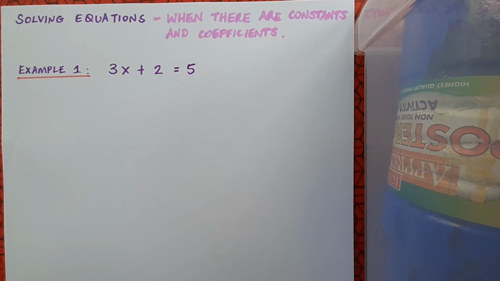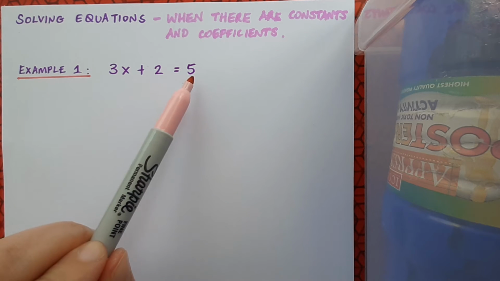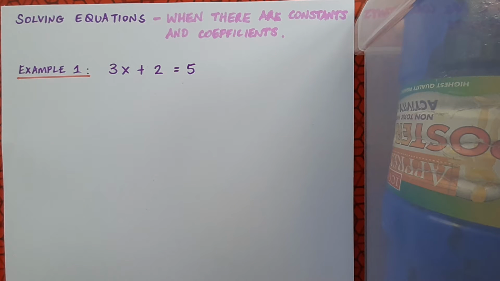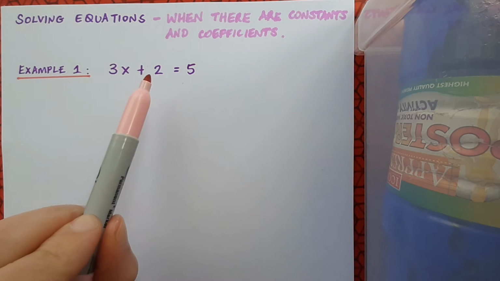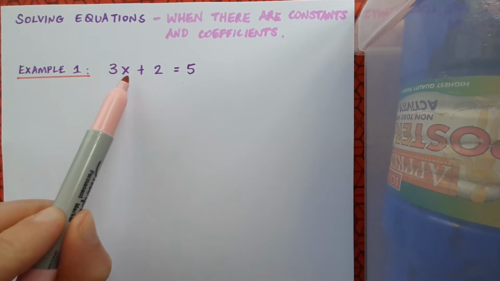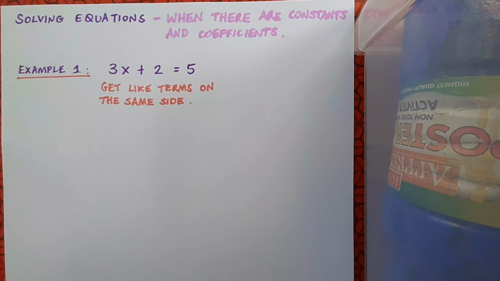If I look across this equation, I'll notice that there are some like terms. The 2 and the 5 are both constants, so they are like terms. So what I'd like to do is first of all start by getting my like terms on the same side of the equation. What this means is that I'll bring the 2 over to the right-hand side with the 5, and this will leave my x term by itself.